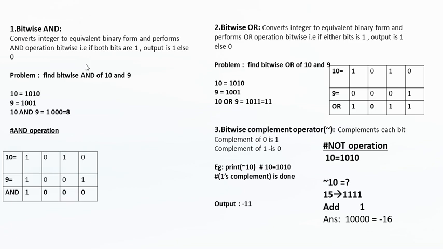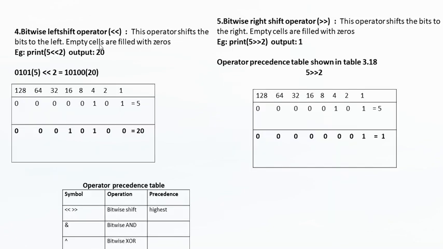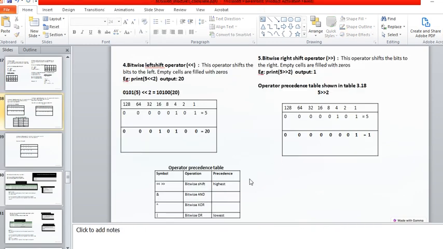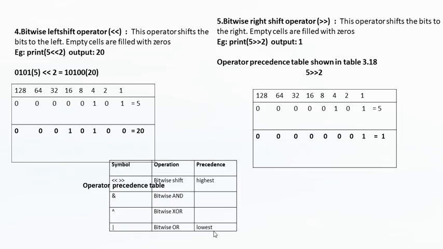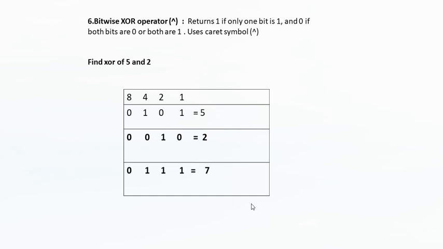Okay, so just a quick revision. This was bitwise AND, bitwise OR, the bitwise complement operator, where one's complement is performed, bitwise left shift, bitwise right shift. Here also you have to remember the precedence. OR has the lowest precedence. Above that you have XOR, and bitwise shift has the highest precedence. You have to remember this, because if expressions are given, you have to evaluate them accordingly.